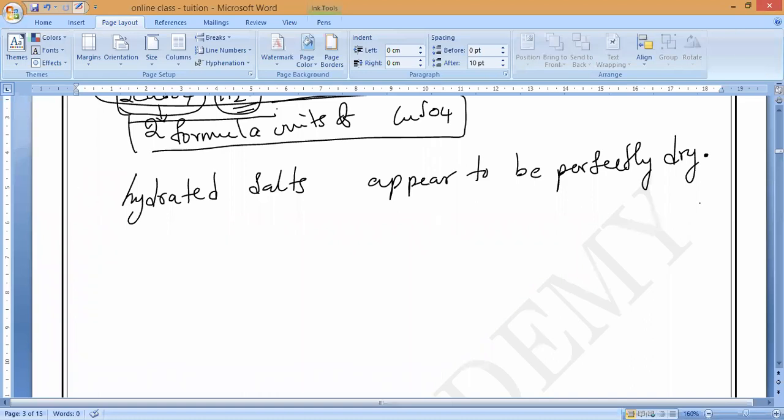Now, what is the use of this water of crystallization? Already I told you, so keep heading. What are the uses of this water of crystallization? They are the part of, just now I said, they are the part of what? Crystal structure. Is it yes, guys?